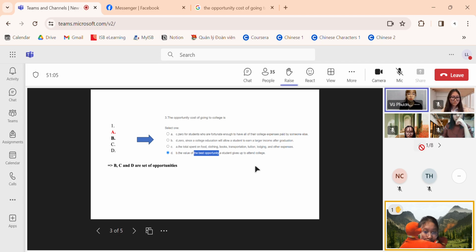So when you choose to do something, you will have a list of priorities. When you choose the first one in your priority list, you will give up the second best. The second best here is option B. Within the set of opportunities, B is the best one, so you give up that opportunity. Okay, you see what I mean, right? All right, so that is all about opportunity cost.